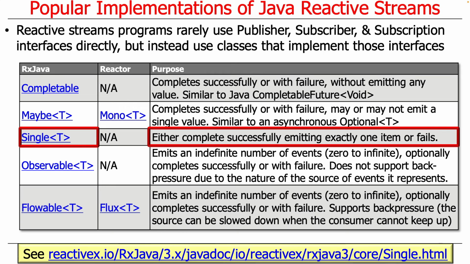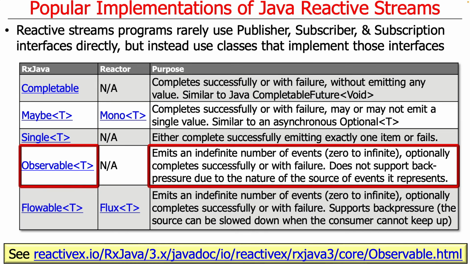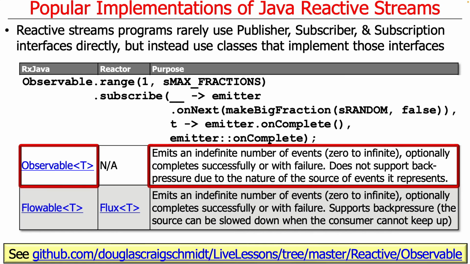RxJava has a bunch of things too. It has a single, which is very much like a mono, which will either complete successfully or emit exactly one item, very much like a mono. And here's an example where we can have a single emission using a single, and it'll print results on a background thread. There's also something called an observable, which is sort of like a flux, except it doesn't support back pressure. And there's some examples we'll look at here.